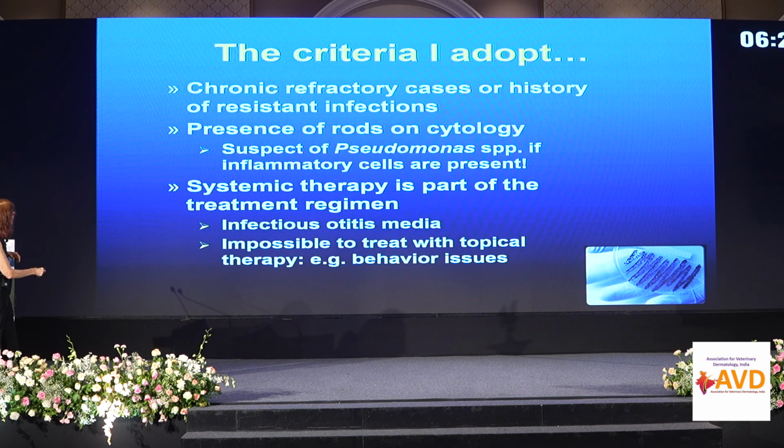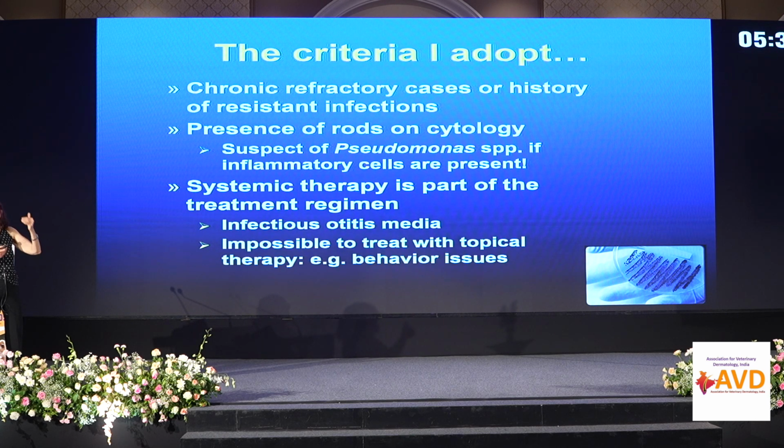So I will perform culture and susceptibility in chronic refractory cases or history of resistant infections. If rods are present on cytology, because I'll be highly suspicious of Pseudomonas, okay? And again, if the population is homogeneous and inflammatory cells are present. And if I need to add systemic treatment to the protocol, which will only occur rarely, okay? If the dog has otitis media, I may add a systemic antibiotic to the treatment regimen, if I can.